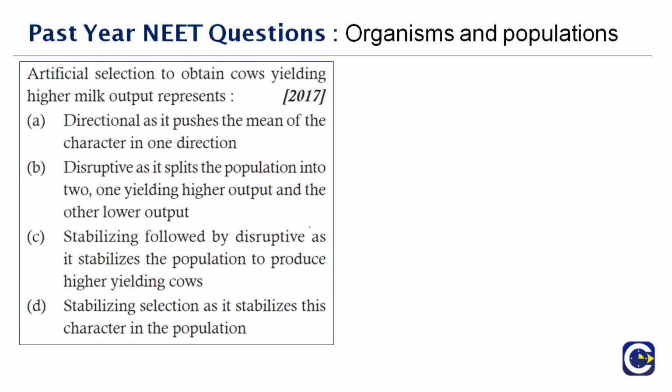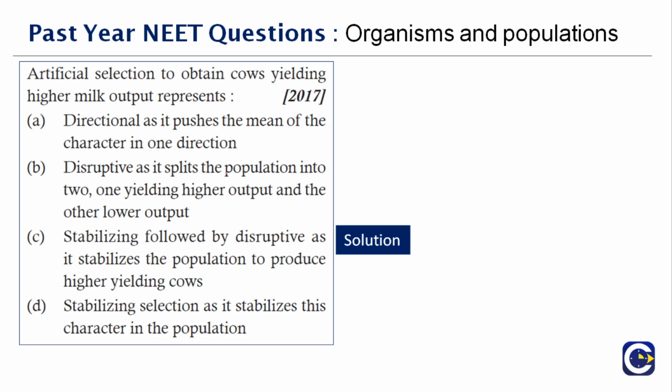Okay, next question here. Artificial selection to obtain cows yielding higher milk output represents dash. We have to analyze the options here. Directional, as it pushes the mean of the character in one direction. Disruptive, as it splits the population in two. So what does artificial selection do? Artificial selection to obtain cows yielding higher milk output will shift the peak from one direction to another direction. So this will represent an example of directional selection.